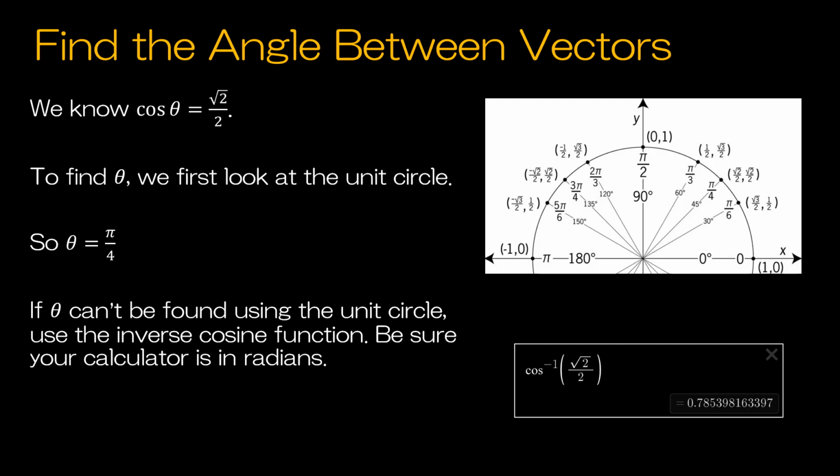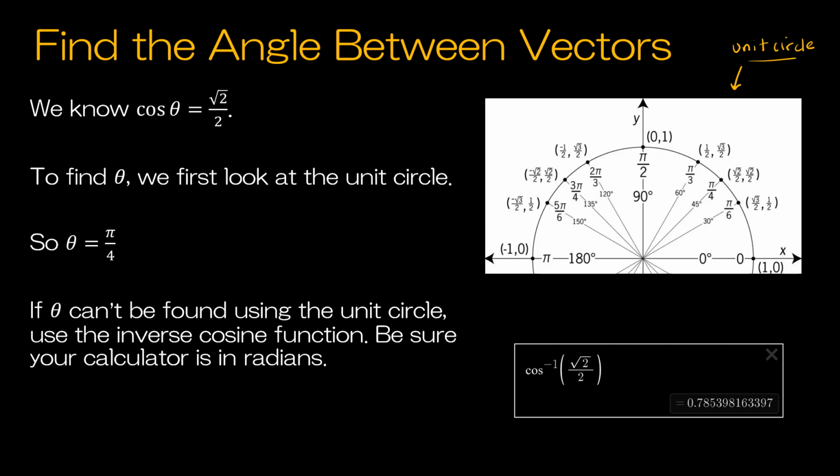Hopefully you have taken calculus, otherwise you are not going to understand quite a bit of what we do in this course. That is why calculus is a prerequisite for linear algebra. So we know that cosine of theta is radical 2 over 2. This is called a unit circle. Now the unit circle is fantastic if we're able to find an exact value for theta.